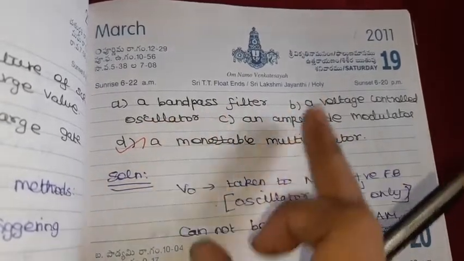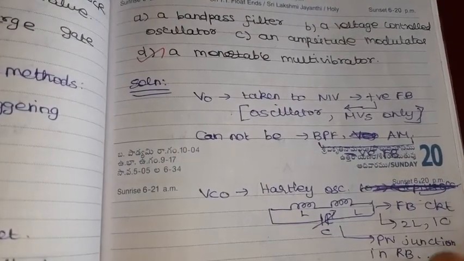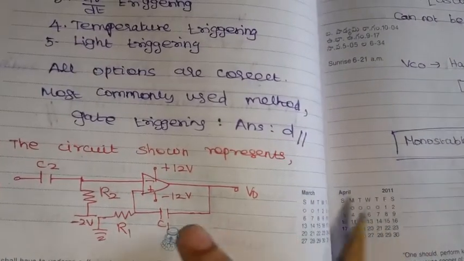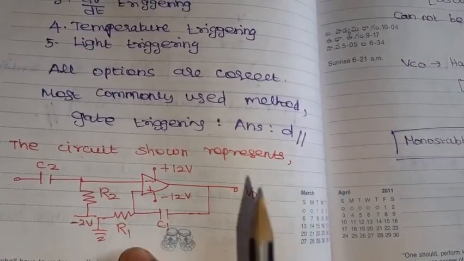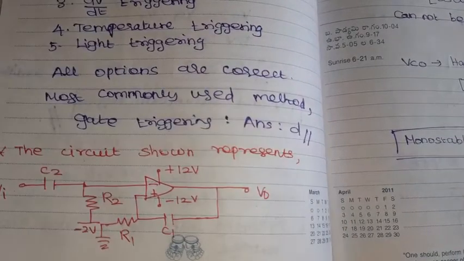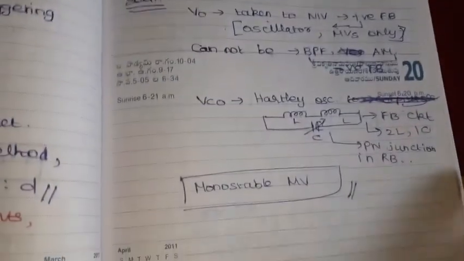So from these two options we can choose the best one. So see, then we'll see the feedback circuit. It is R and C, resistor and capacitor. For a voltage controlled oscillator, in the feedback element what is there?